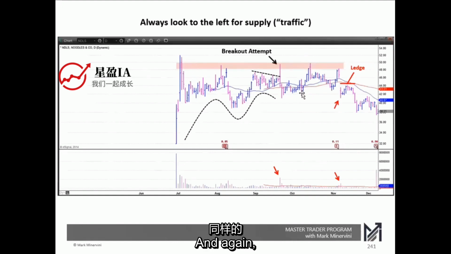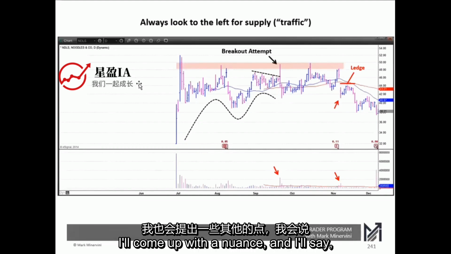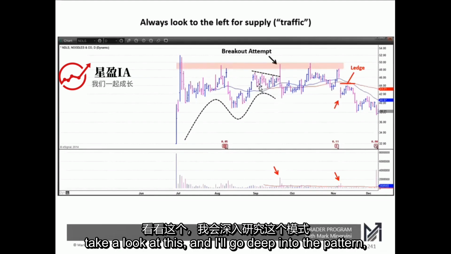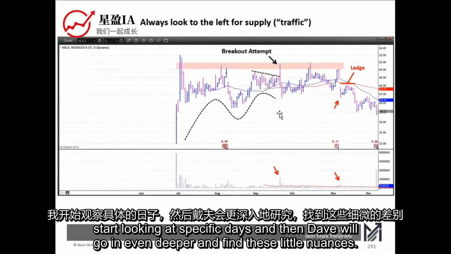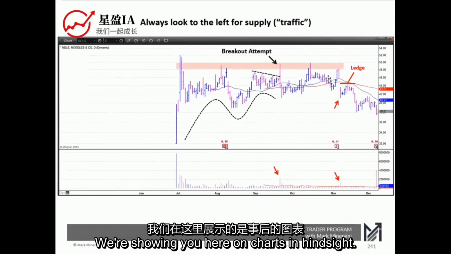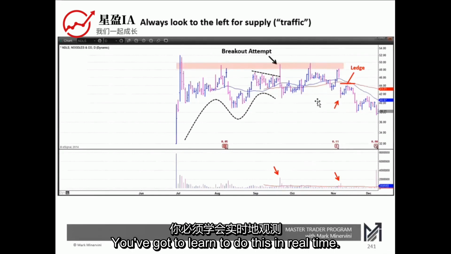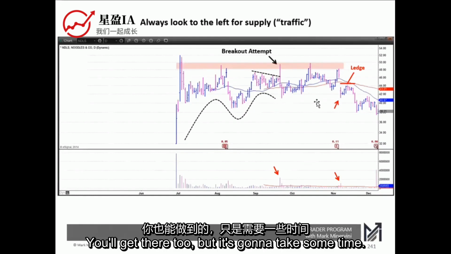Yeah. And again, you'll notice that each time I show one of these charts, I'll come up with a nuance and I'll say, okay, take a look at this, and I'll go deep into the pattern, start looking at specific days, and then Dave will go in even deeper and find these little nuances. See, this is the type of eye that you're going to develop over time, but you've got to do this in real time. We're showing you here on charts in hindsight, but you've got to learn to do this in real time. We do this in real time because we've been doing it for so many years. You'll get there too, but it's going to take some time.